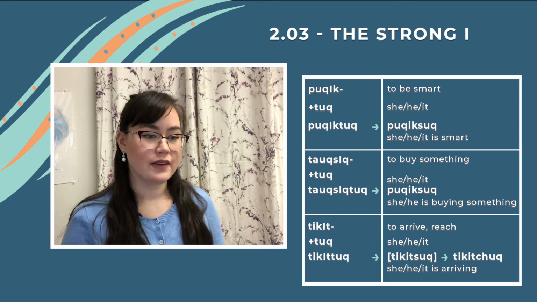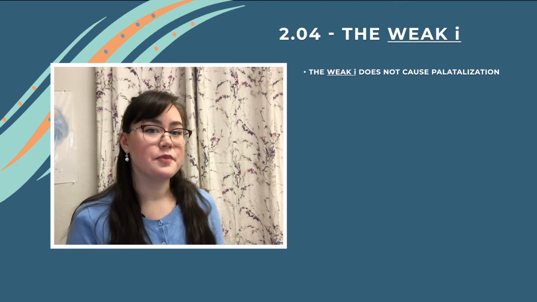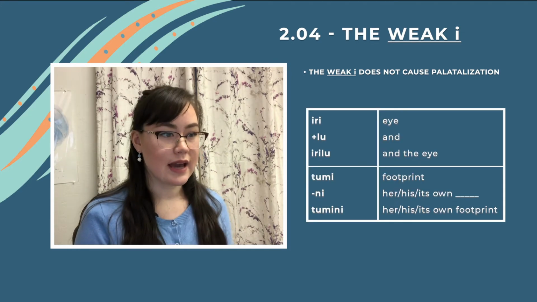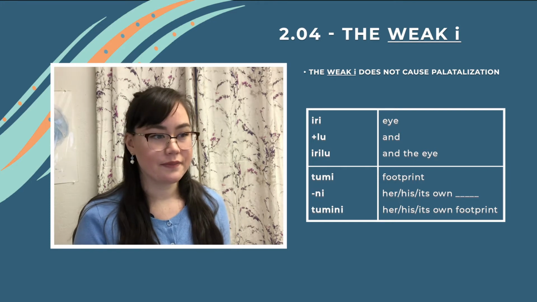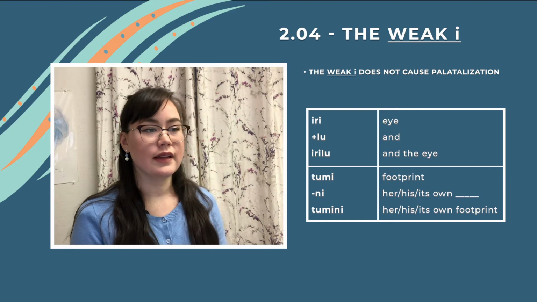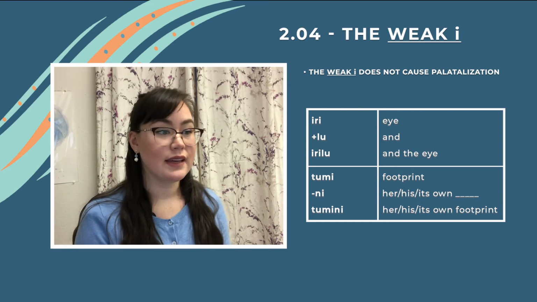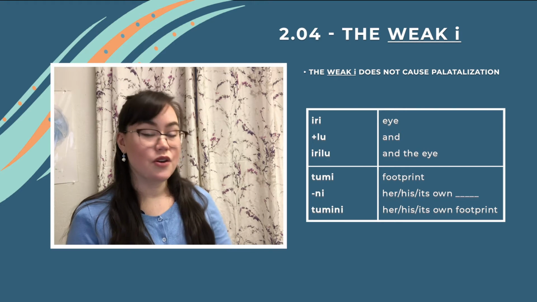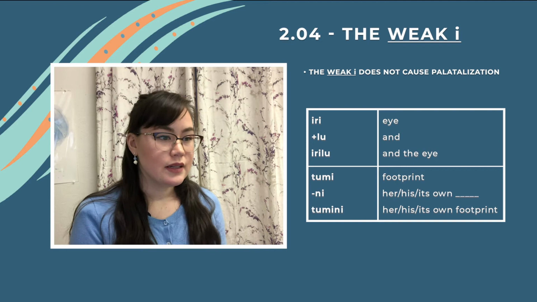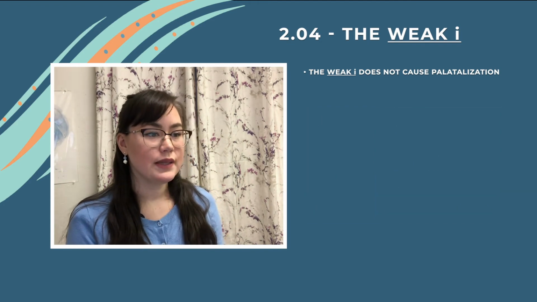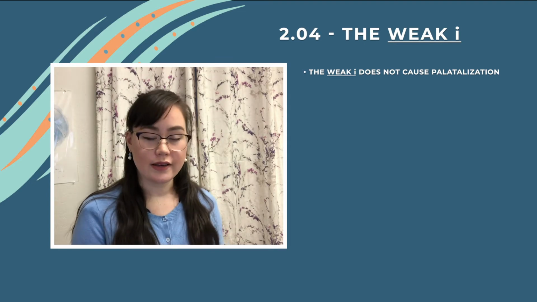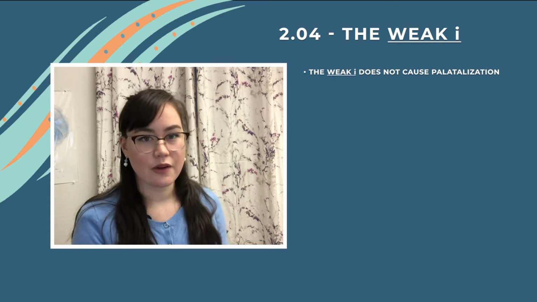She is arriving. The weak i does not cause palatalization. When you look at the examples, you will see that iri does not have a strong I. It has a weak i. So when you add the enclitic lu, which means and, to say irilu, there's no changes to be made because of weak i. Let's look at tumi. Tumi plus ni, tumini, her own footprint. There's also a weak i in here, so you would not make any changes because of that weak i.